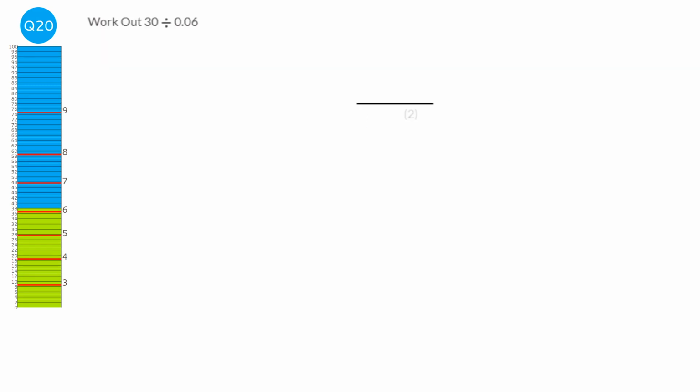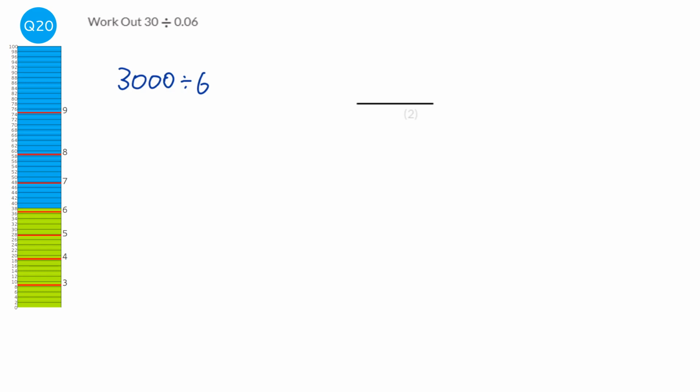Sometimes it's easier with these questions to multiply both numbers by, say, 10 or 100 or 1,000. So if we look at the 0.06, if we times that by 100, it would make the question a lot easier. But with a division, if you times one of the numbers by 100, you have to times the other one by 100. So we just go times the 30 by 100 and times the 0.06 by 100 to make that 0.6. And this actually is the same calculation as 30 divided by 0.06.